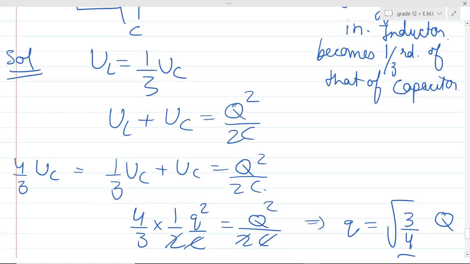Can you explain this answer again, and why it is 4 by 3? Because 1 by 3 plus 1 is how much? 4 by 3. Like UC plus UC by 3 becomes 4 by 3. And then we wrote this UC as the general energy stored in the capacitor, so half q square by C. Okay, sir. Anything else?